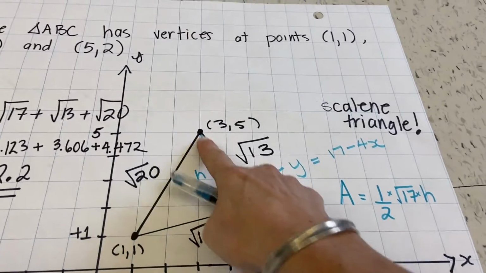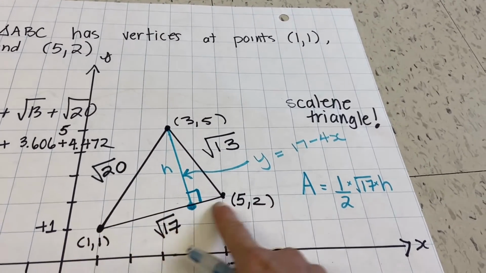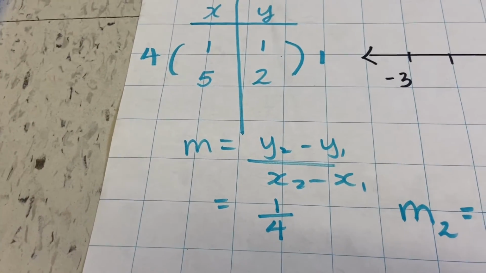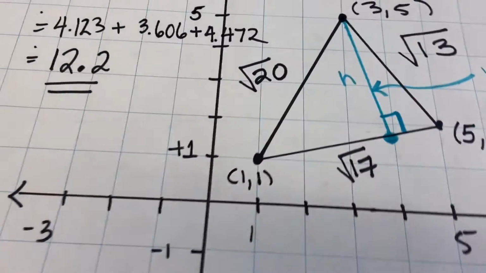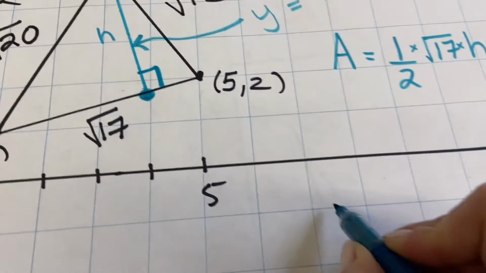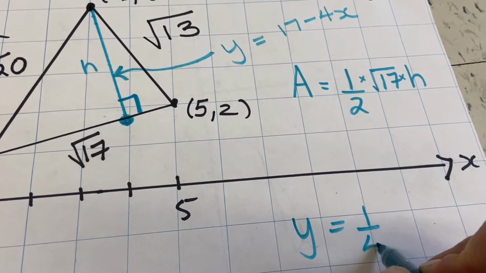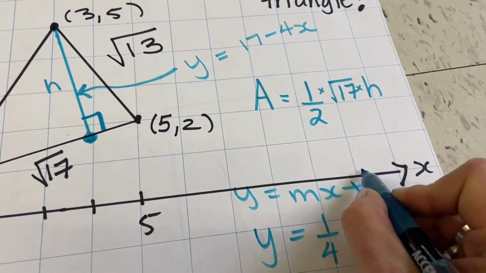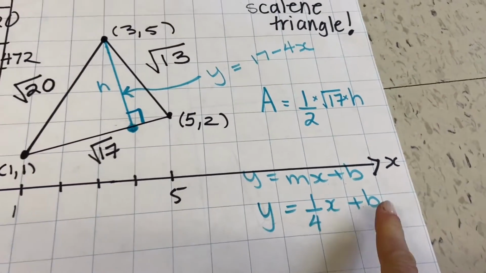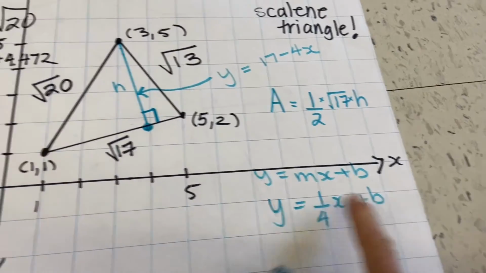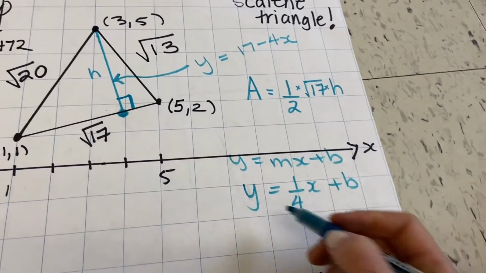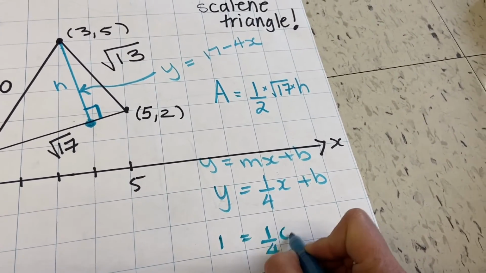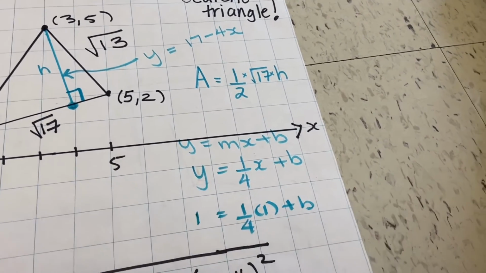So I have the equation for the height. Now I need the equation for the base. Now I know, remember, my base had slope 1 over 4. So how could I find the equation of that line? I know that it has slope 1 over 4. y is equal to mx plus b. I know my slope, I just don't know the b value, but I do know it goes through (1, 1), so I can put my 1 here and my 1 here.